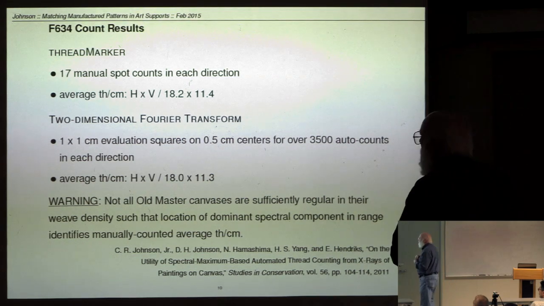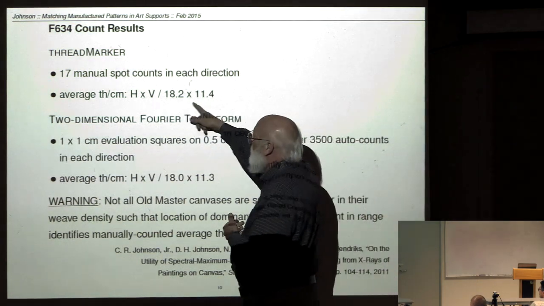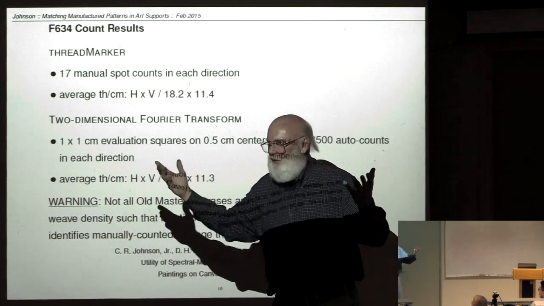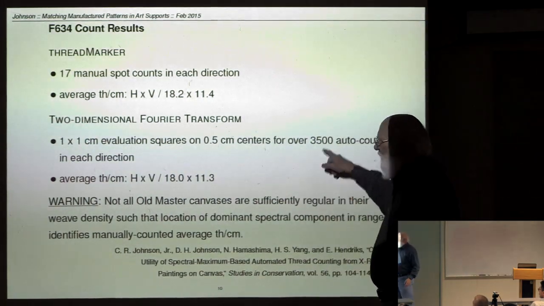So anyway, we did this for this particular example I showed you. Take 17 spots and average them, I get this. Then I take a two-dimensional Fourier transform. That's the tool we're going to use. Okay, and I did 1 centimeter squares across the whole thing, so I had 3,500 spots.